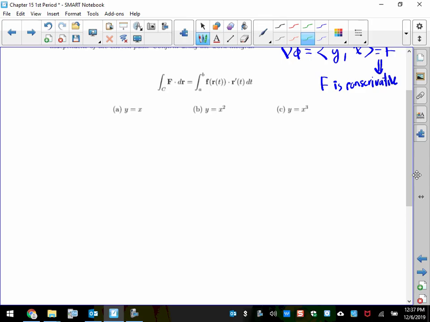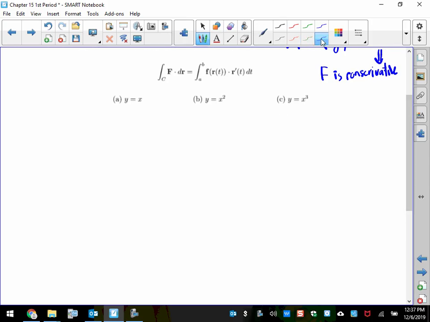We want to first parameterize the line from (0, 0) to (1, 1). So this is a line. And the parametric equations that will describe r of t for this line, we'll just let x equal t and y equal t, and then t needs to range between 0 and 1. That parameterizes the line segment from the origin (0, 0) to the point (1, 1), just like that. Okay, so now let's calculate the line integral.